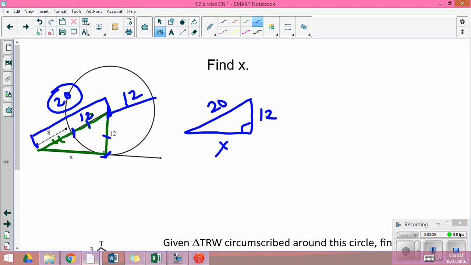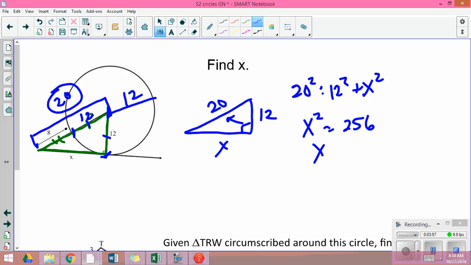And I can set up, careful, 20 squared, always start with the hypotenuse, longest side opposite the right angle, is equal to 12 squared plus x squared. And when I get done with that math, I end up with x squared being equal to 256. And so x is 16 when you take the square root of both sides.